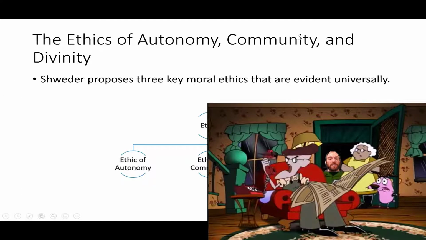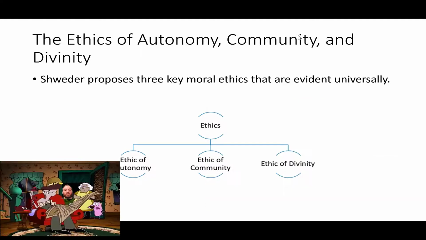As a critique of Kohlberg's model, Schrader argues that it represents only one of three different ethics. Schrader proposes three key moral ethics that are evident universally: the ethic of autonomy, the ethic of community, and the ethic of divinity. The West focuses on the ethic of autonomy, while much of the world focuses on the ethic of community and/or the ethic of divinity.